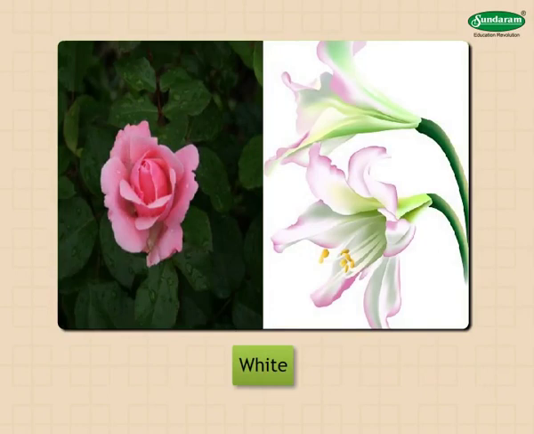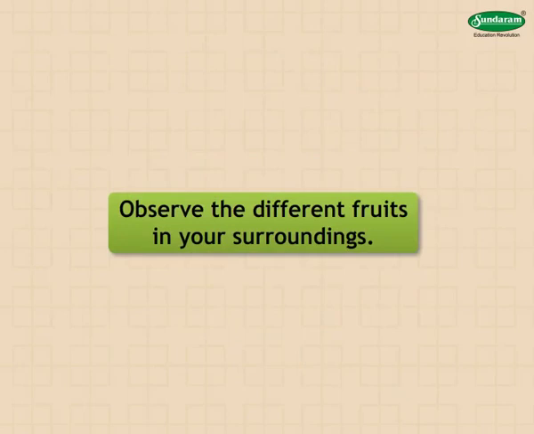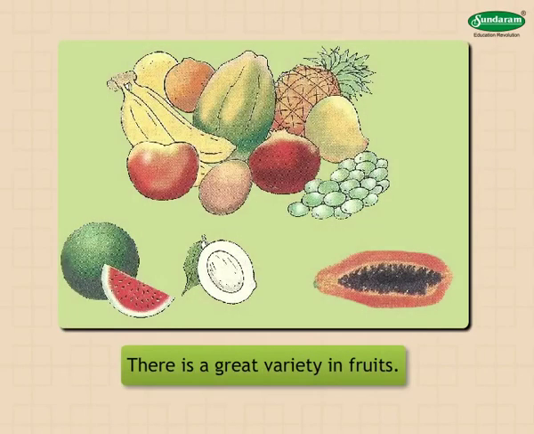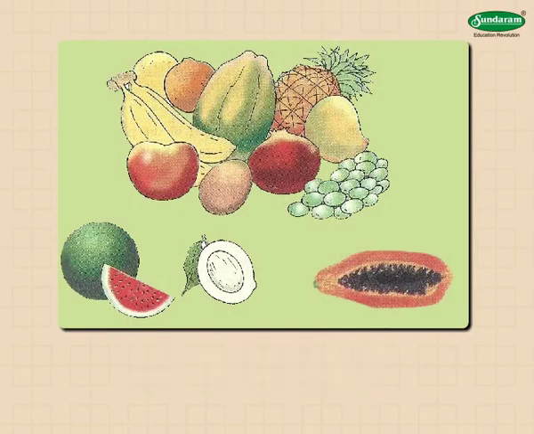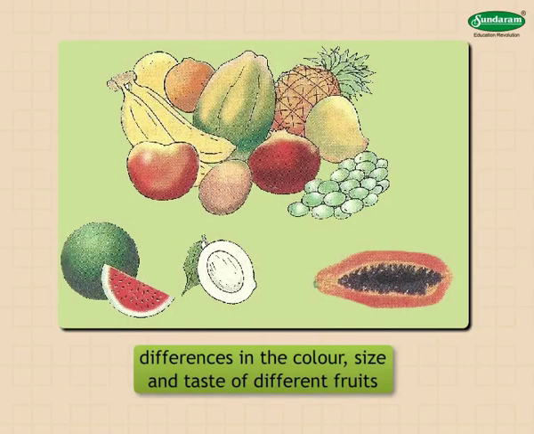Now that we have seen the stems, leaves and flowers of various plants, let us move on further and learn about the different fruits. Observe the different fruits in your surroundings. There is a great variety in fruits. We find differences in the color, size and taste of different fruits.